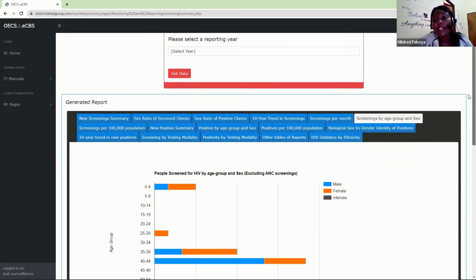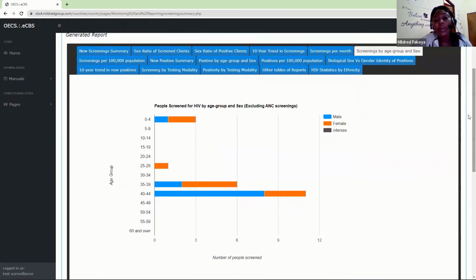You also have these screenings disaggregated by the age group and the sex of the clients that are screened. And this does not include antenatal. Antenatal reporting is different. So you have the number of males and females screened in the age group 0 to 4. You have 5 to 9, 10 to 14, 25 to 29. And for as many age groups as you have, up until 60 and over, you will have the system calculate the number of clients by sex screened for this age group.